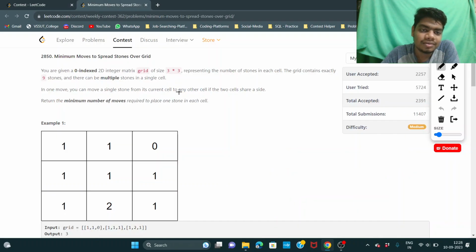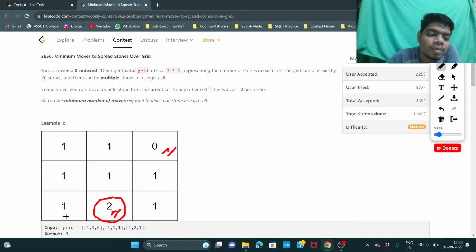Okay, so we can discuss this thing. The problem is that you are given a 3 by 3 matrix, and the matrix contains exactly 9 stones. There can be multiple stones present in a single cell. See, in this cell two stones are present, and in this cell zero stones are present. If you sum up all the elements in the 3 by 3 matrix, the total sum will be 9. And in one move you can move a single stone from its current cell to any other cell if those two cells share a side.